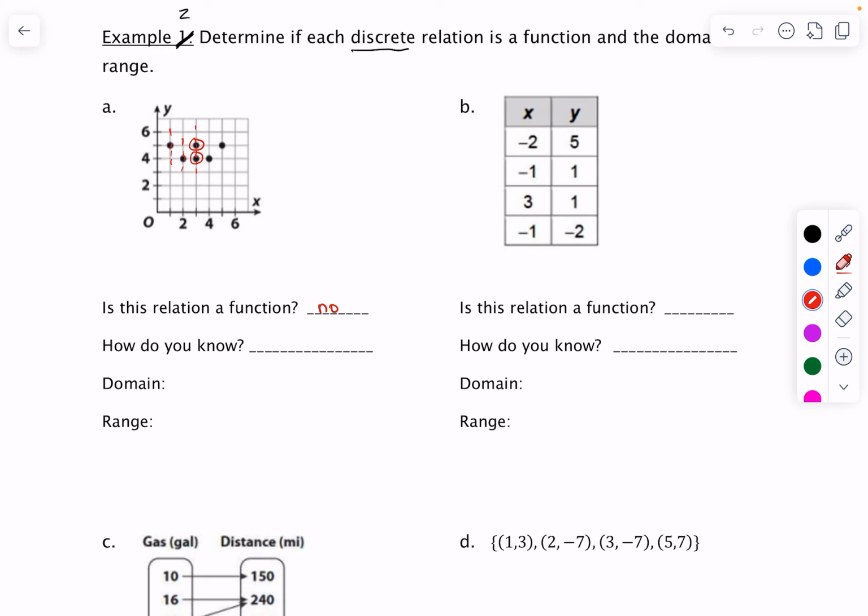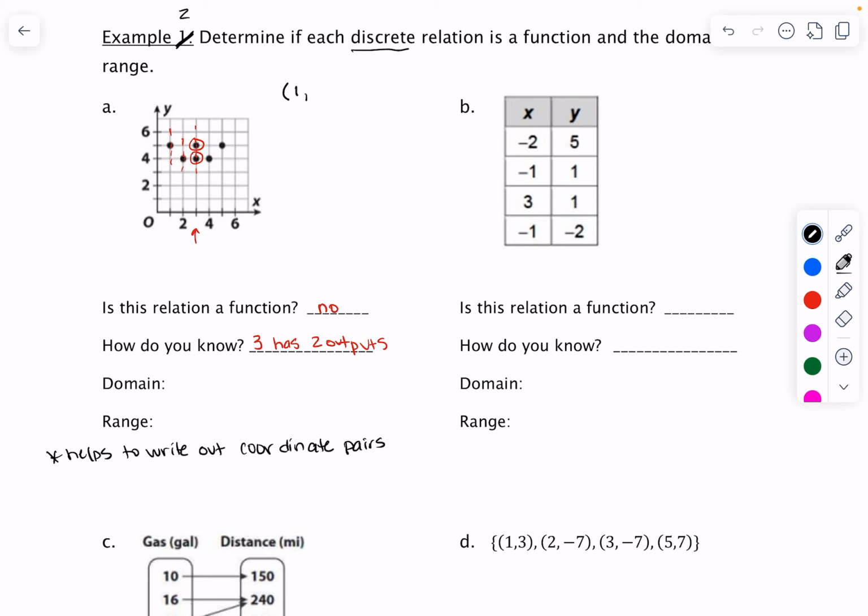How do we know? Well, the number 3 right there has 2 outputs, and it should only have 1. The domain are all the x values and range are all the y values. So for this case, it helps to write out the coordinate pairs. So I'm going to write them out up here.